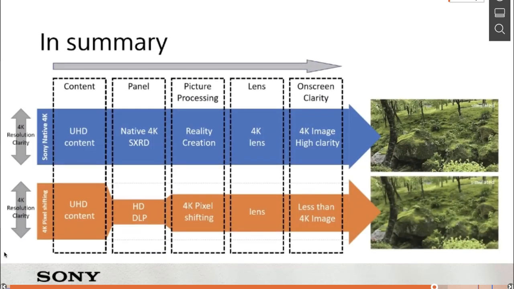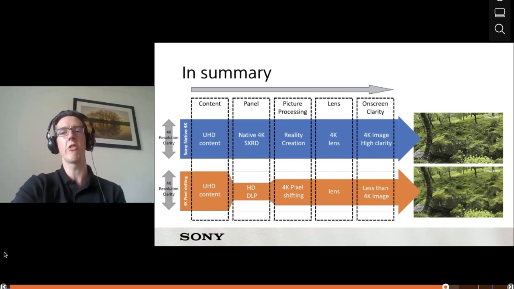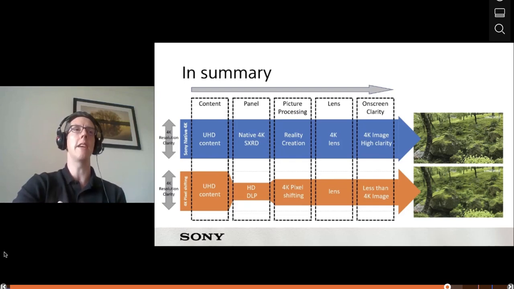So in summary, I'd like to show you this diagram. It shows a representation of the 4K image clarity as it goes from content to screen through all the various projector components. And you can see on the Sony side, as you move from content through to the native SXRD panels, the picture processing, the lens, the on-screen clarity, it's all 4K throughout. This is a 4K solution designed for 4K. However, when you move to some of the pixel shifting technologies, you do have a compromise. Obviously, that compromise comes to hit a certain budget level. But if you want that cinematic experience and you want what the director intends, then native 4K is the way to go.